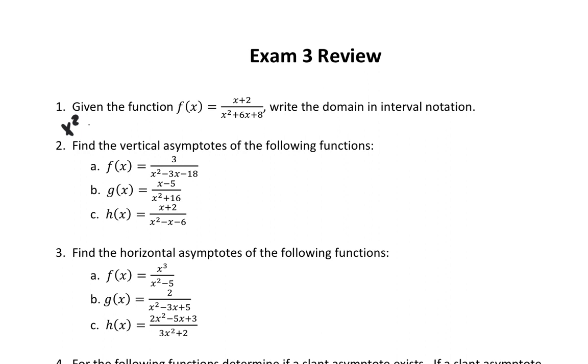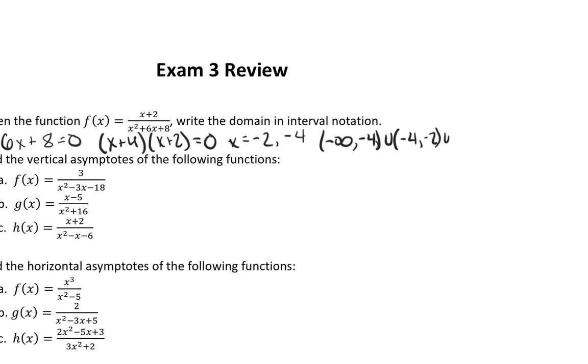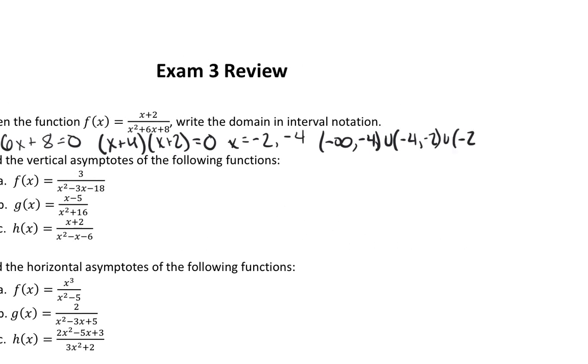So we have x squared plus 6x plus 8, and where's that equal to 0? We're going to factor that into x plus 4 and x plus 2 equals 0. So x is equal to negative 2 and negative 4. That means in interval notation, we go from negative infinity to negative 4, from negative 4 to negative 2, and then from negative 2 to infinity.